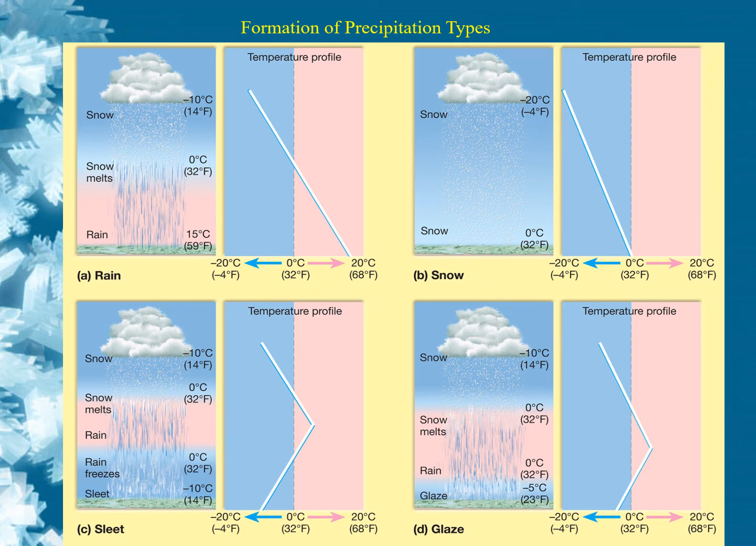This is showing the temperature profiles needed to produce either rain, snow, sleet, or glaze. Remember, glaze is freezing rain. So let's look at this. Let's start with rain. In the case of rain, and this is mid-latitudes, by the way, notice your rain is beginning as snow. It's melting and hitting the ground as rain. Okay, and then over there on the top right, snow.